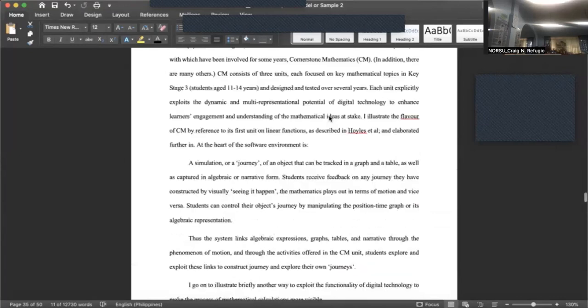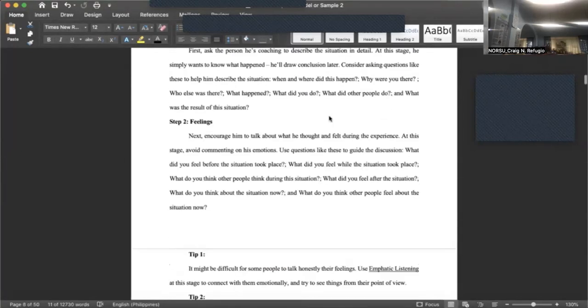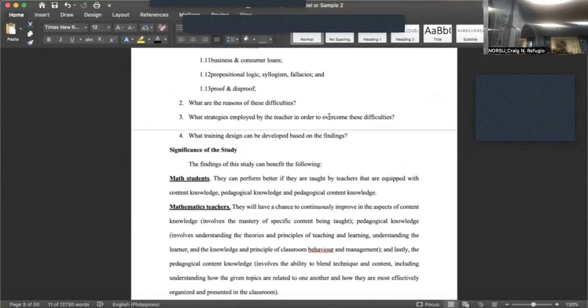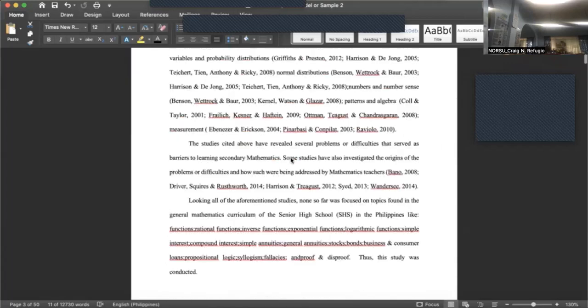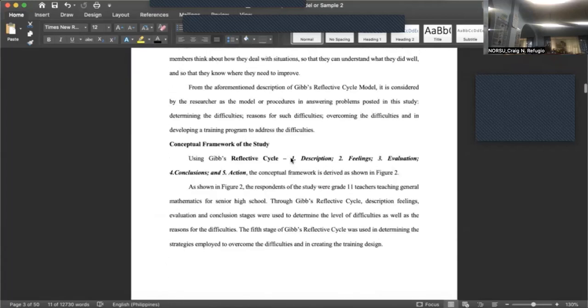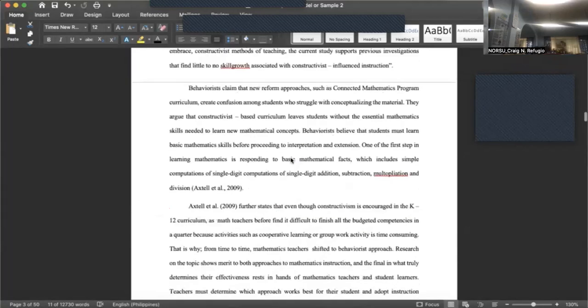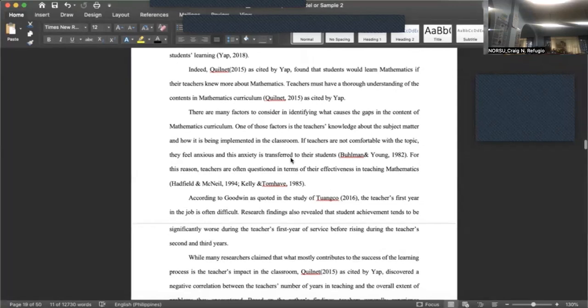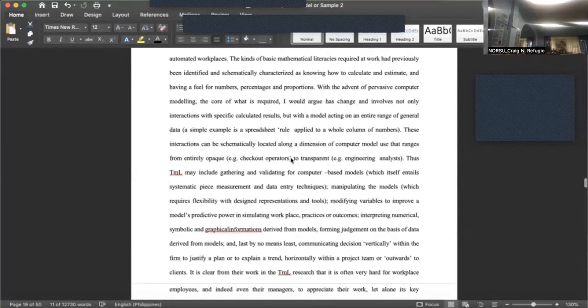Any clarification to all of those parts, except for the statement of the problem and the theoretical framework? I have actually discussed that one in those many consultations that we did here at NORSU, College of Teacher Education. So any clarification? Hello, do you have any clarification?